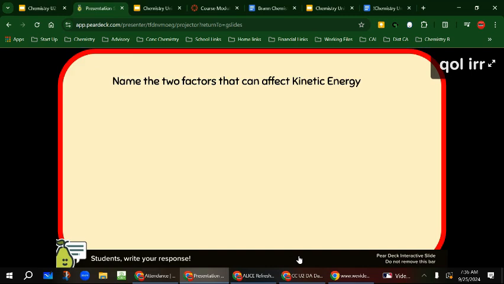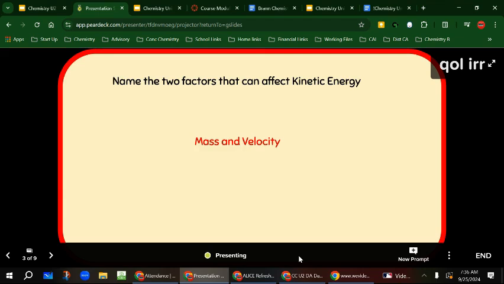Give me one of them, Elsa. Max. Give me the other one, Karina. What's that? Okay. Giselle, do you know the other one? I don't know. Okay. Think about the lab we did yesterday, the activity with the books. Right. Velocity. Okay. So mass and velocity both affect kinetic energy, ladies and gentlemen. Okay. They both affect kinetic energy.